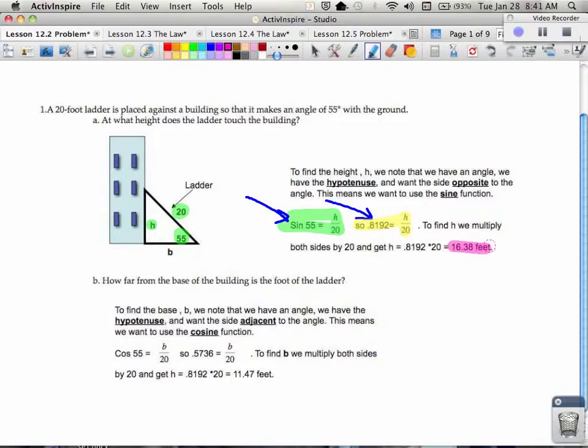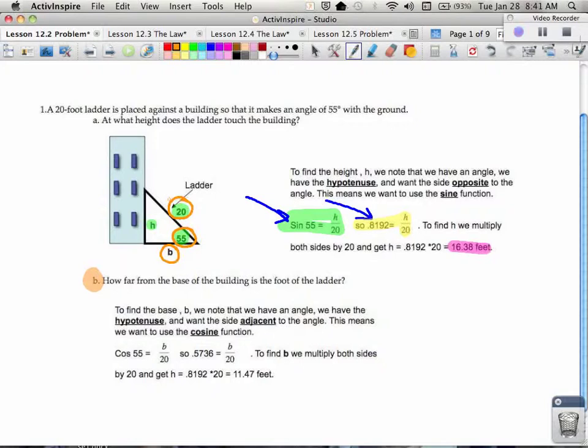In part B, they ask for something different. They're asking how far away from the building the base of the ladder reaches. So this time, in part B, I'm looking for the letter b. The angle is still the 55-degree angle, and I still know that the length of my ladder is 20 feet long.